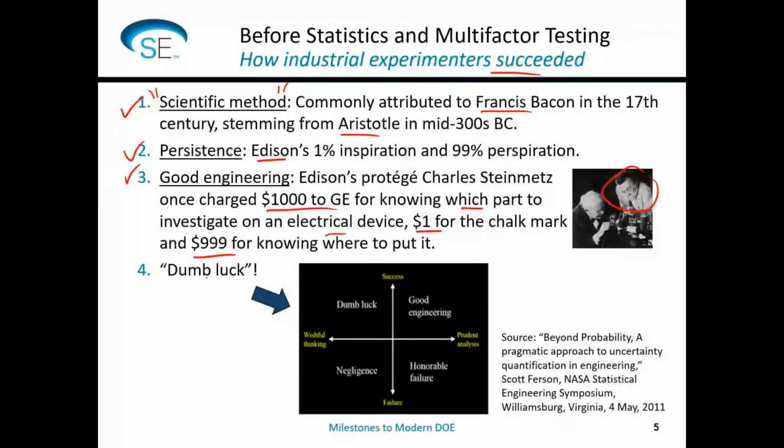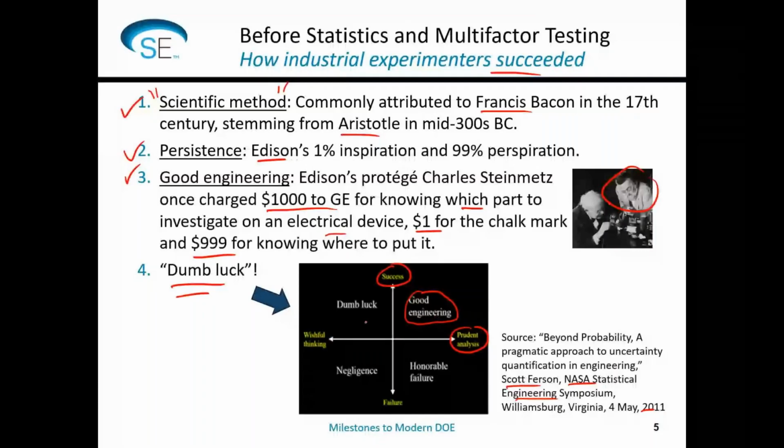And I came across this little quadrant laid out here from Scott Ferson, who was speaking to the NASA Statistical Engineering Symposium in Williamsburg, Virginia, back in 2011. And here we see success at the top of the quadrant. And of course, I'm going to say that number one, you should get some good engineers, and that's probably going to be the most important thing. And having good design of experiments.